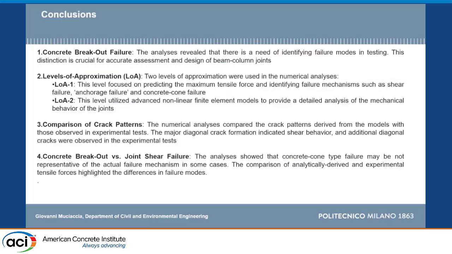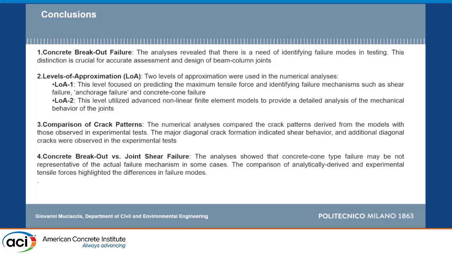So, which are the conclusions and the discussion? First one, to my eyes, we need a better identification of failure modes in testing. I think this distinction is quite crucial for an accurate assessment and design of beam-column joints. We use a two-level approximation, as I was saying before. The first one just predicts the maximum tensile force, and the other one uses nonlinear numerical analysis. But of course, these are used as a sort of validation.